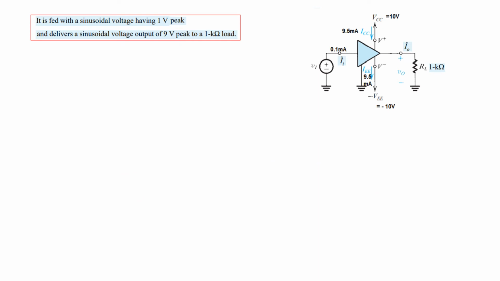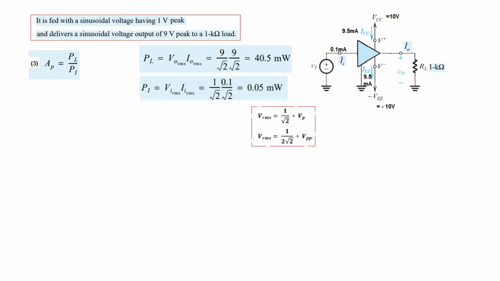Now let's see, just a reminder, it is fed with a sinusoidal voltage of 1 volt peak, so this is input 1 volt, and delivers a sinusoidal voltage of 9 volt, and that is the output voltage, 9 volt. So what we need to find is the power gain. Now the power gain is P load divided by P input. P load is V out into I out in RMS.